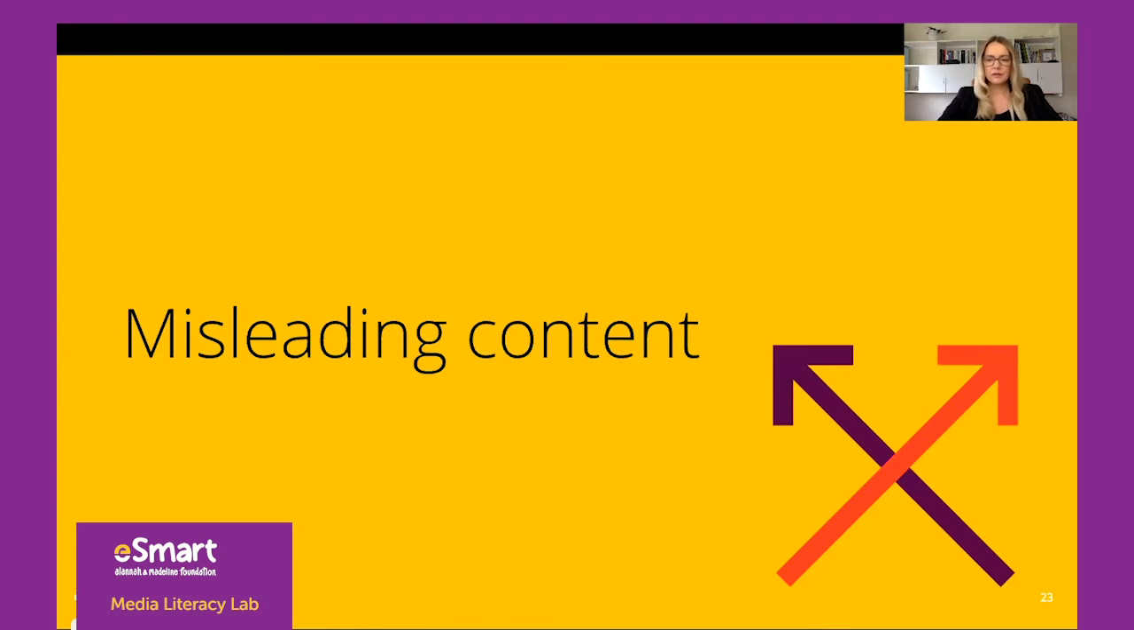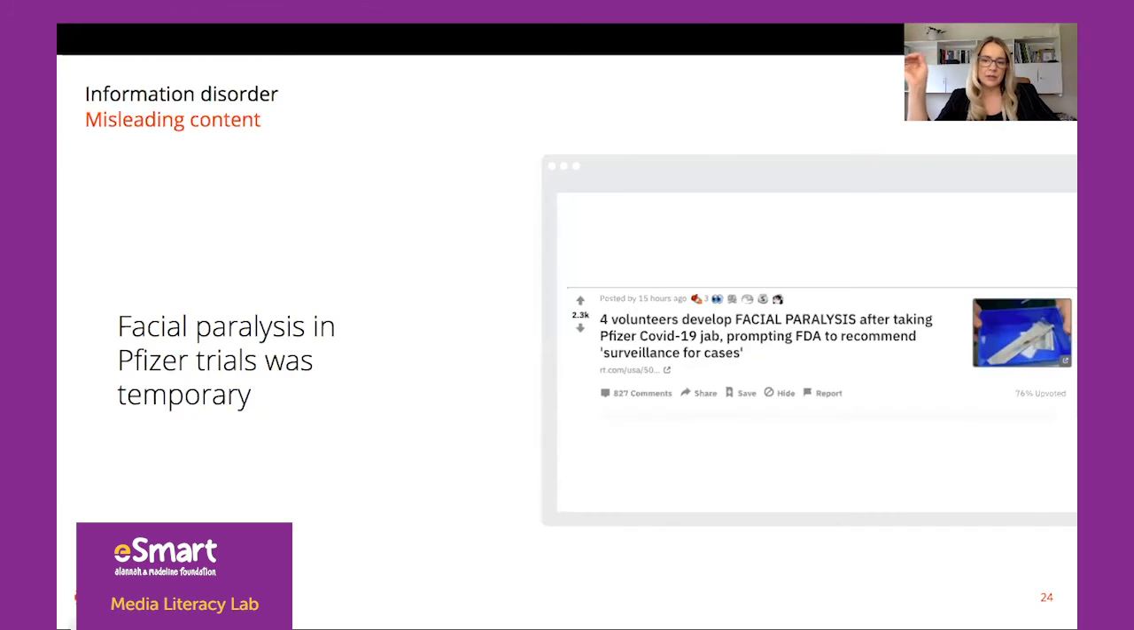Misleading context. So this one's a little bit different, where the information you're looking at seems to point to one thing, but if you stop and dig into it a little bit more, it actually means something completely different. So there's an example here that we found in December last year from Reddit, and it raised concerns about the Pfizer trials that were happening in the US, saying, 4 volunteers developed facial paralysis, and it got quite a lot of upvotes on Reddit. Now, this cited a report by Russia Today on the same day, and the same claim was also shared by a Sydney-based conspiracy theorist who says that she's actually a registered nurse. But she's actually a conspiracy theorist and anti-vaccination activist as well.